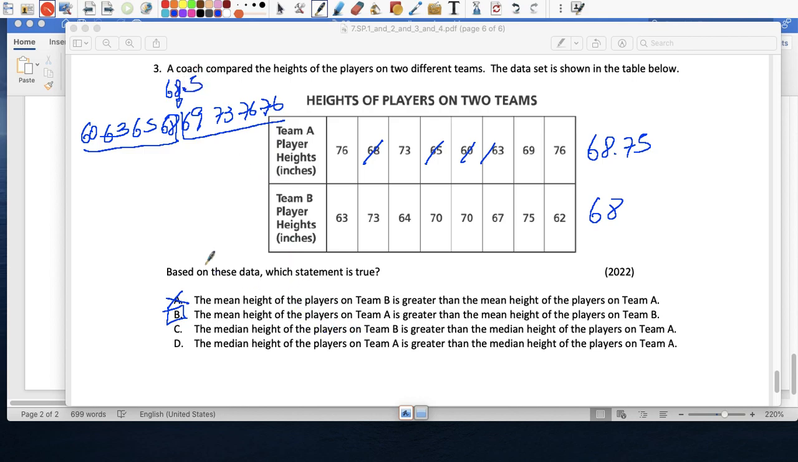The median height on T, oh, I've got to do the bottom one. The bottom one we have 62, 63, 64, 67, and then 70 twice, and then 73 and 75. The number in the middle is between 67 and 70, divide that by 2, and we get 68.5. It's the same. So the median is the same, so C and D are garbage. So the correct answer is B. All right, that was a short one, but it counts as 2 days. So good.